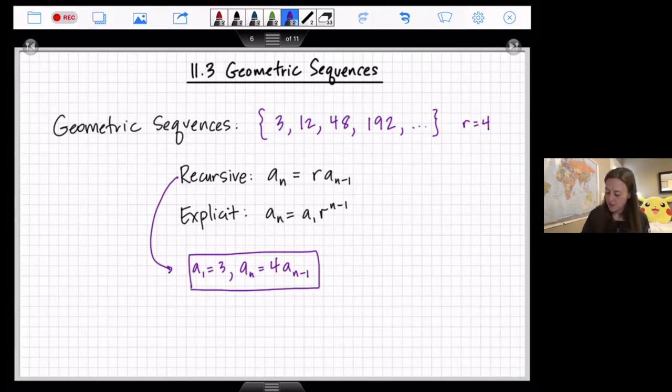The explicit formula says a sub n is equal to a sub 1, just the first term in the sequence, multiplied by the common ratio, 4, raised to the n minus 1. It has to be n minus 1 because you want that first term, when I do a sub 1, to be 3. We don't want to multiply by 4 yet, we just want to get a 3. So that n minus 1 gives that first term a 0 exponent. We know 4 to the 0 would be 1. So there's our explicit formula for that sequence.